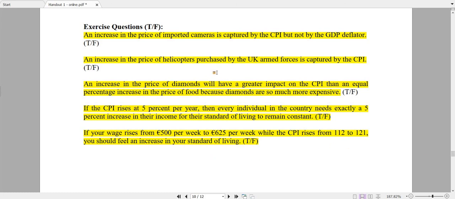These are a few questions which I presume have helped you to further see the distinction between CPI and the GDP deflator.